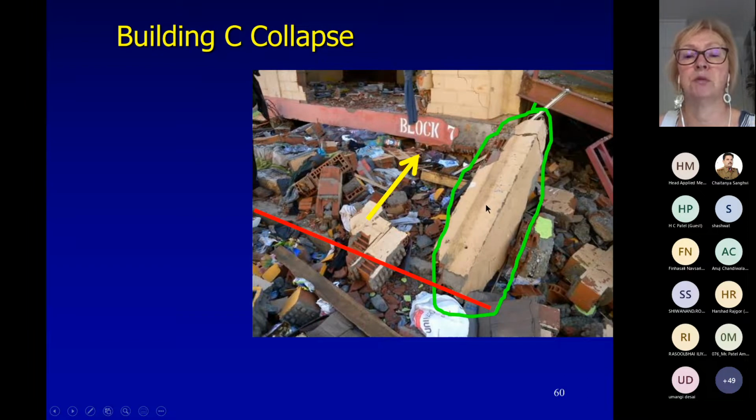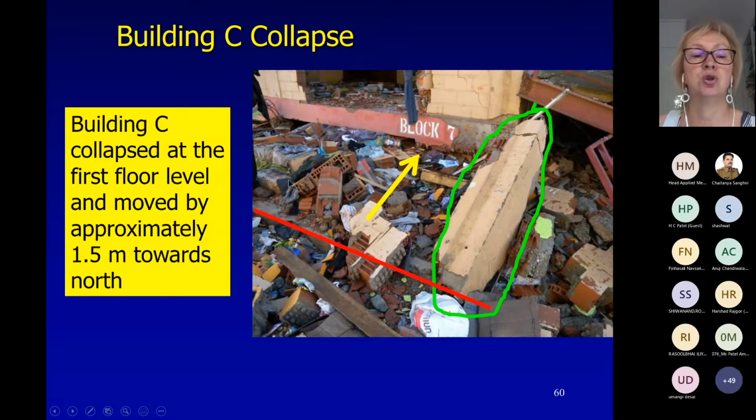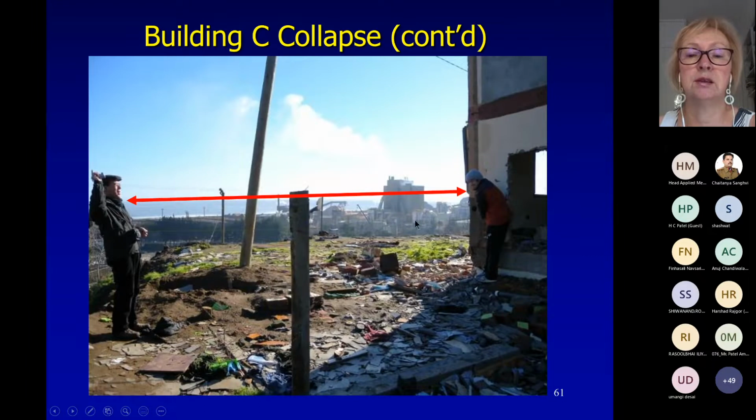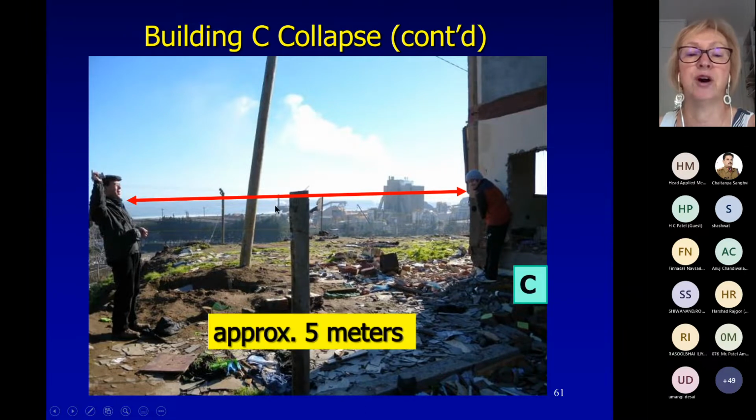And you can see the tie column at the ground floor level, which obviously collapsed. You can see crushed bricks. So moved by approximately 1.5 meters towards north. So collapse was in the north direction. So this block C was located just, this is my colleague Maximiliano, and behind him is a cliff. So he was standing, and this is a student who was standing next to the collapsed building. So this length is about 5 meters.